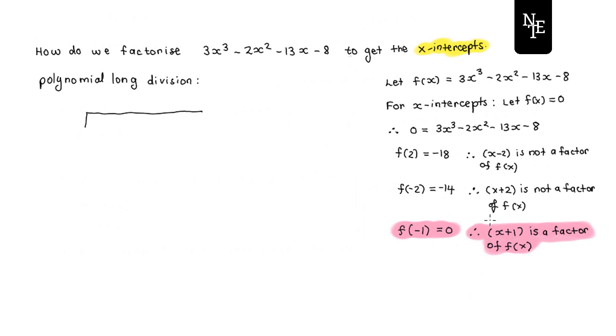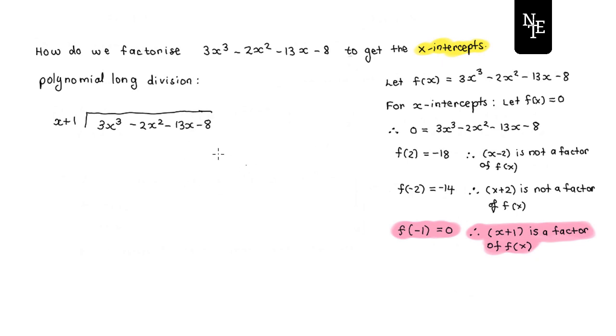Okay, so that's going to be x plus 1. And then inside of the division sign, you're going to put in your original function. So 3x cubed minus 2x squared minus 13x minus 8, right?